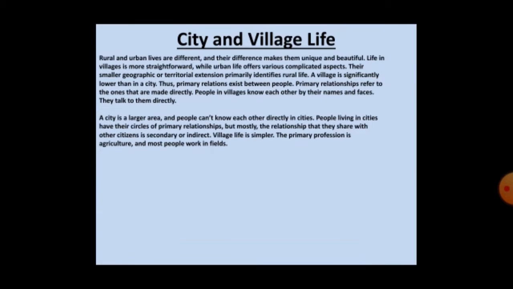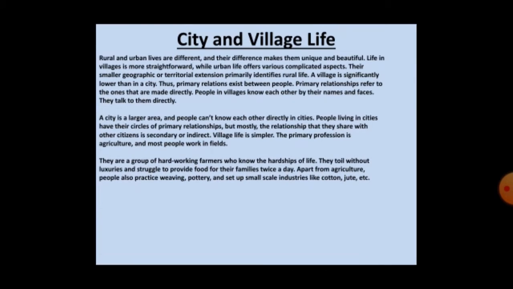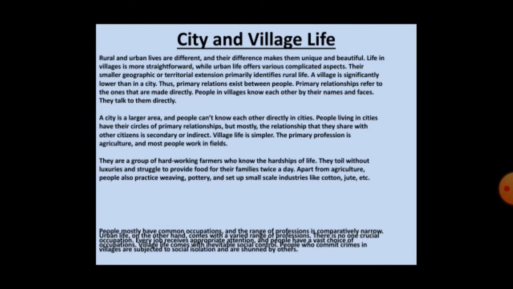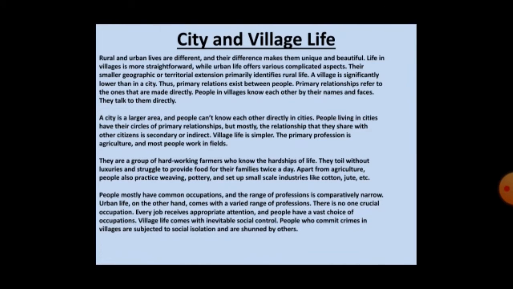In the second paragraph, it tells the area of city and village life. So generally the village area is quite small, but the city area is quite large. In the third paragraph it is said that villagers are a group of hardworking farmers who know the hardships of life, but in contrast with the village people, city people have common occupations and a comparatively narrow range of professions. Urban life, on the other hand, comes with a varied range of professions. They have a lot of professions.